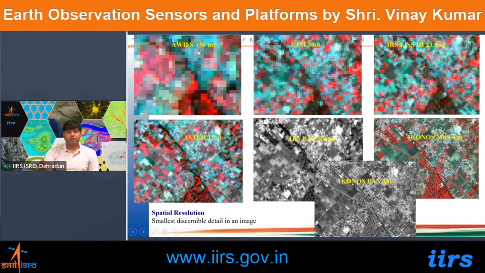another example, AWiFS data with 56-meter resolution, 30-meter resolution, then 23-meter resolution, 5-meter resolution, 6-meter, and IKONOS resolution. So you can see similar areas were taken. The features were not clear, but when we went to higher spatial resolution, you can see these agriculture fields are clear. But here you can see with 4-meter resolution data, we can clearly differentiate the features. But shape of the buildings are still not clear. But with 1-meter data, you can see these buildings are very, very clear.